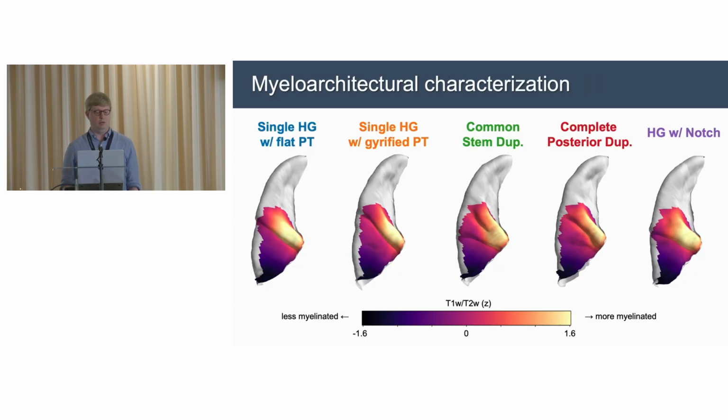If we lay that over the different morphotypes on the group average, we can see where primary auditory cortex might be in these different folding patterns. And if you come by the poster, we have some individual examples too. The group averages are nice and clean, but again, individual brains are quite unique from one another.